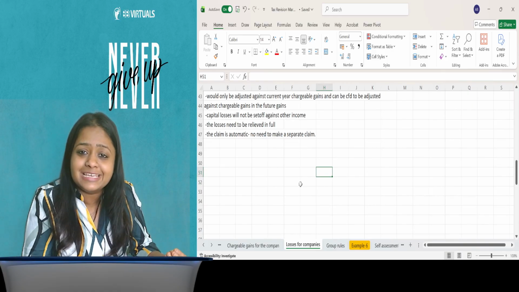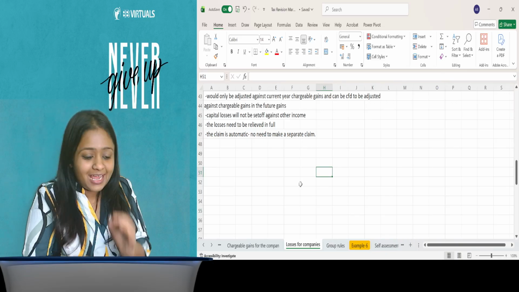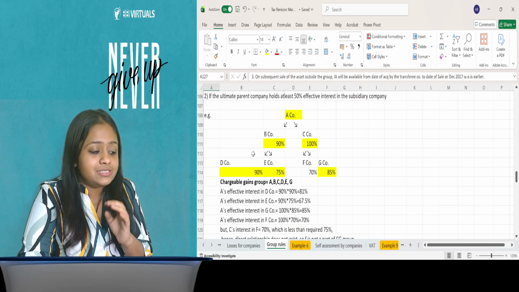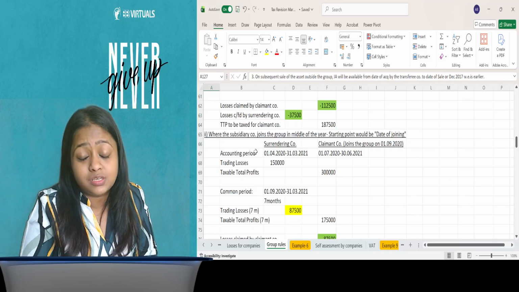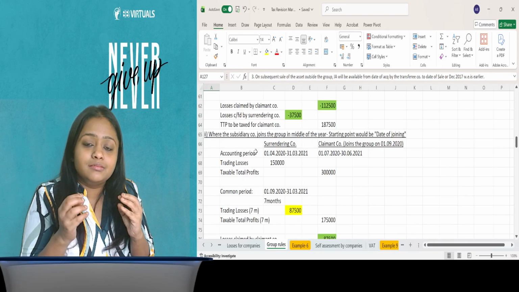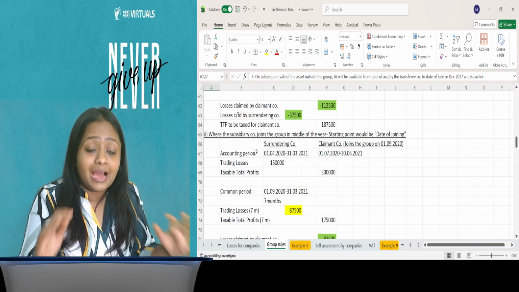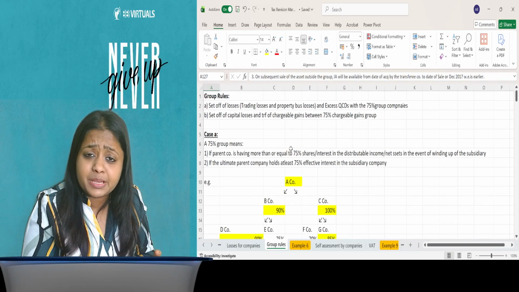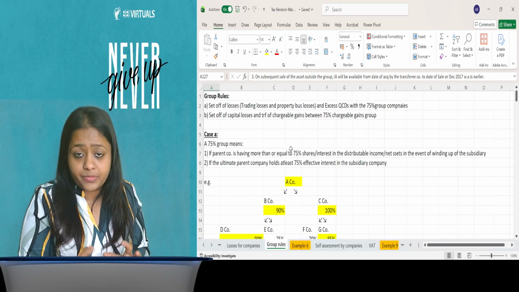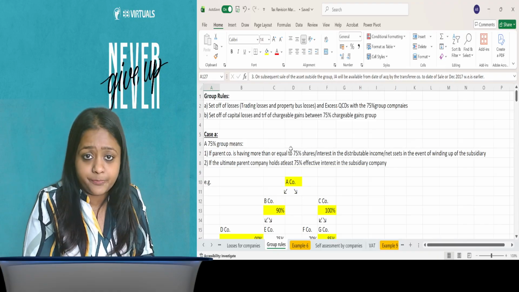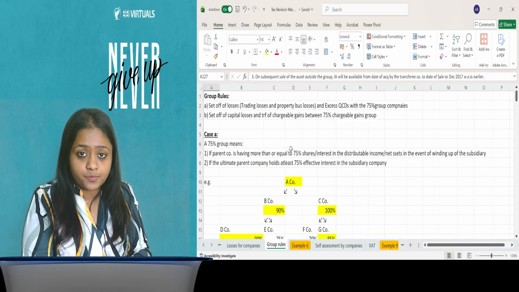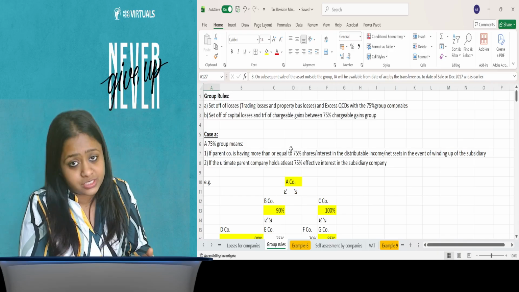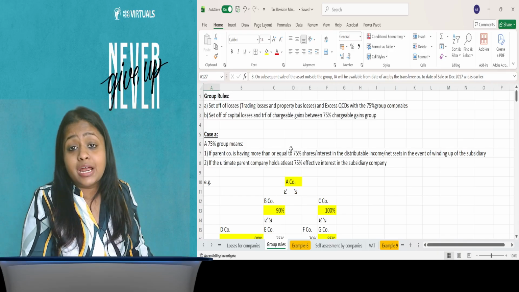So simple and easy is your corporation losses. Let's take up the last topic of corporation losses, and we are just left with VAT. So under corporation tax losses, the topic group is highly important here. Now, what are the testing points here? The testing point is what is a group and how do you set off the losses here. So here we'll study two types of groups. One is a group where the normal trading losses, property losses, QCDs can be adjusted. Second, we will study about the chargeable gains group.